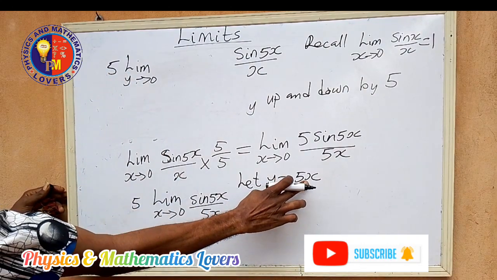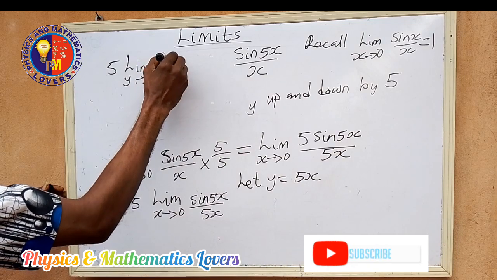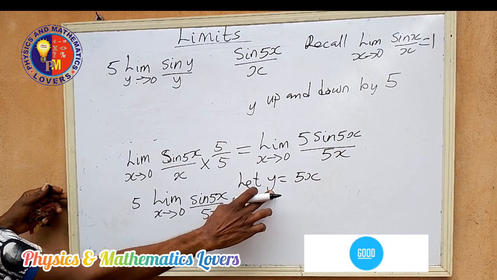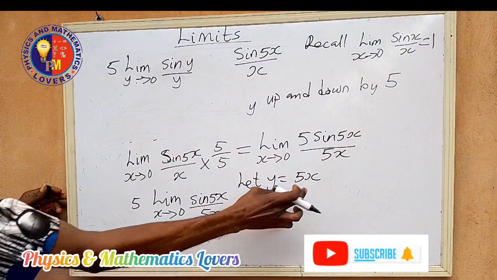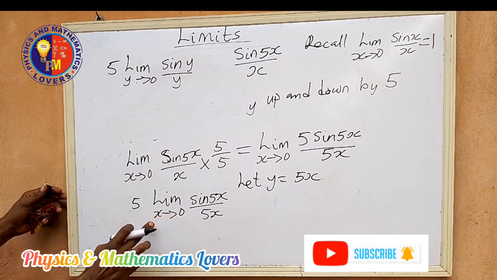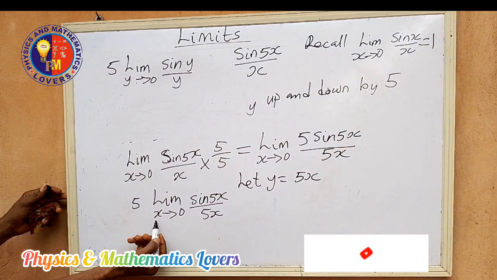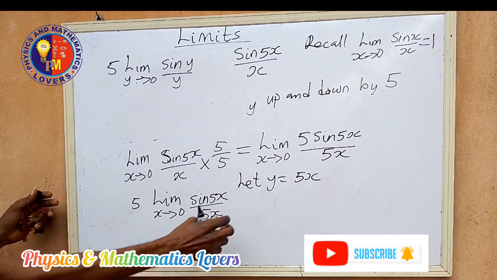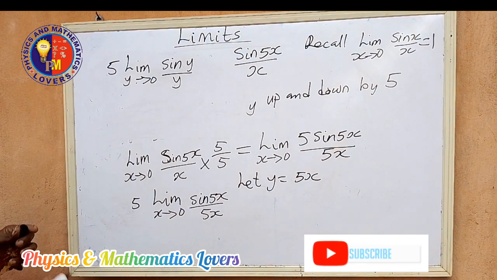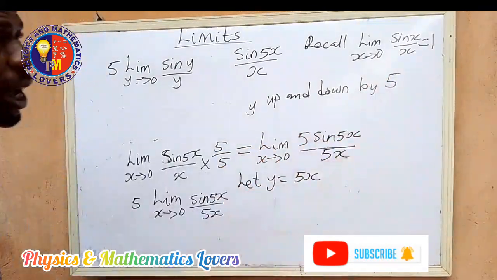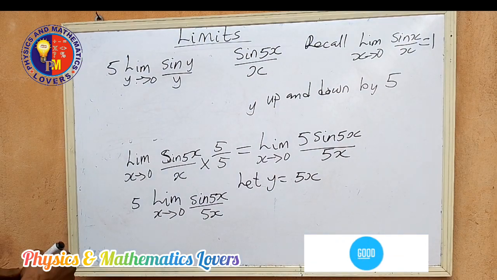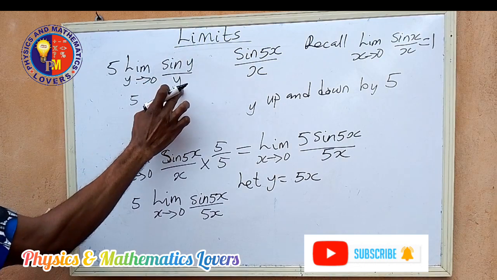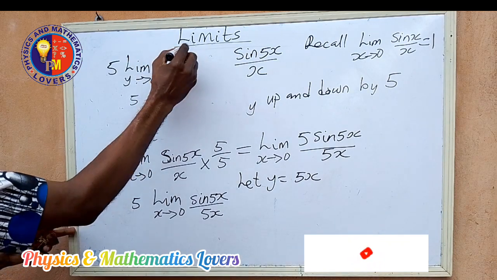So at the end of the day, this now becomes sine y all over y, because we said let y equal 5x. It means we have changed the function of x to that of y. So in this case we are not going to put x again. We are going to find the limiting value of sine y over y, since y is equal to 5x. My interest is to make it look like the general identity for sine x. Remember that I said sine of that angle all over that same value is equal to 1.